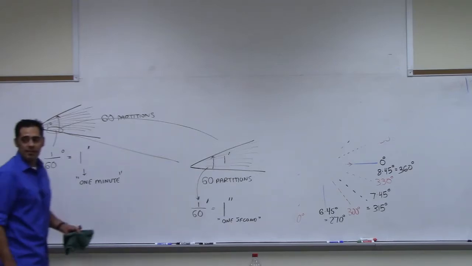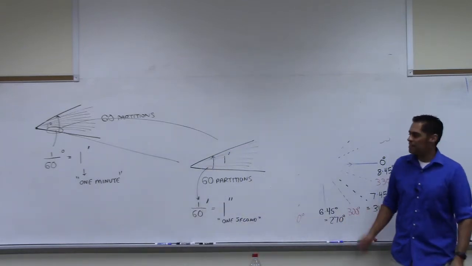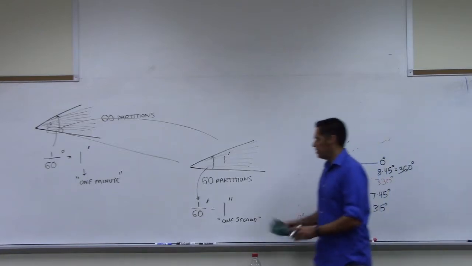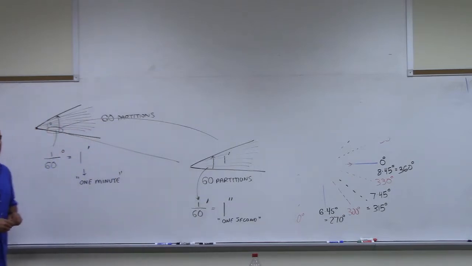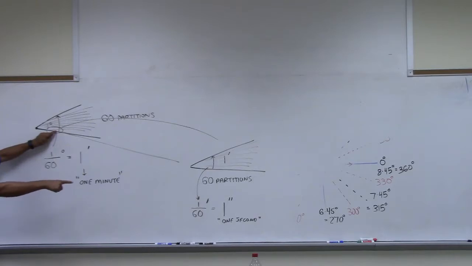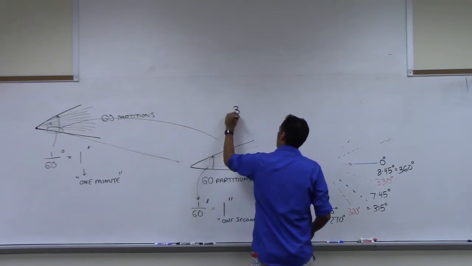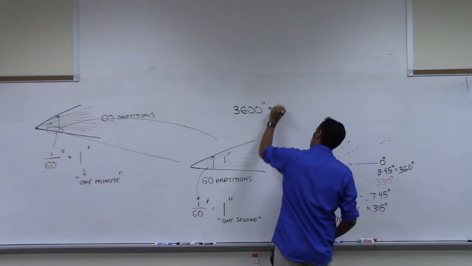How many seconds are in a minute? 60. How many seconds are in a degree? 60 times 60, right? Each of these minutes has 60 seconds in it. So there's 60, then another 60, then another 60. So how many total? 3,600. There are 3,600 seconds in 1 degree.